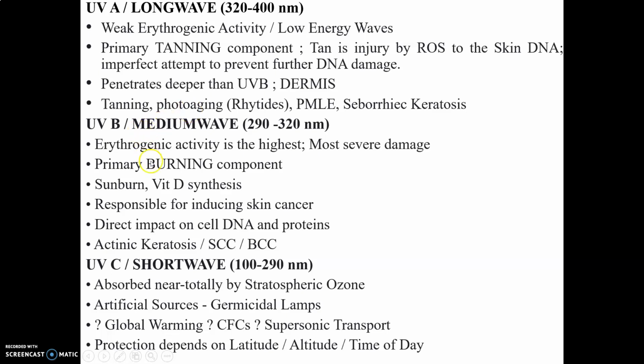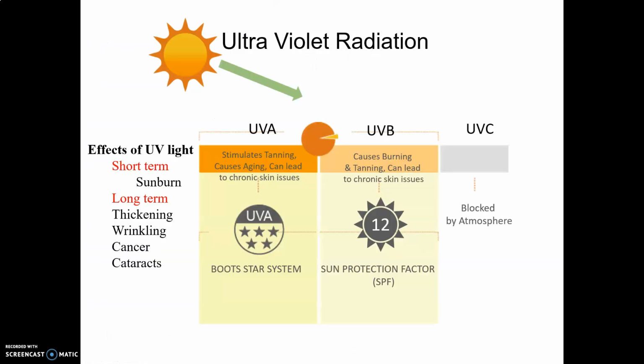While UVB has very high erythrogenic activity, so it causes the most severe damage to the skin. It is responsible for burning. It affects the synthesis of vitamin D due to the sunburn, and further it may be responsible for skin cancer as it directly impacts the cell DNA and proteins. UVC does not reach the earth as it is directly absorbed by the ozone layer.